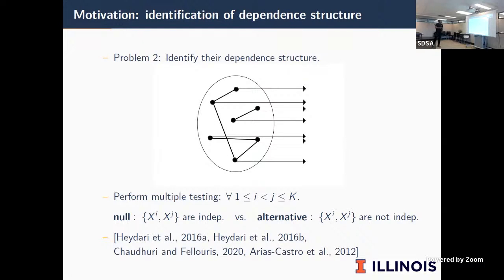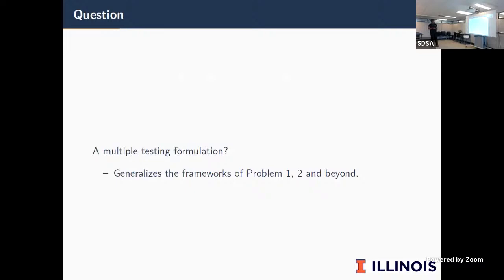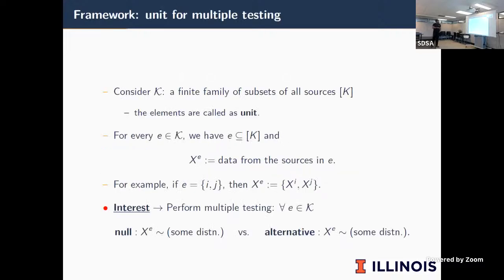All right, so this is the identification of dependent structure in real time. Now we have this question that I posed. For both the questions, what we saw is that we are actually performing multiple testing for a subset of sources in real time.